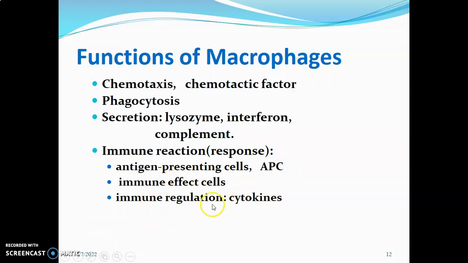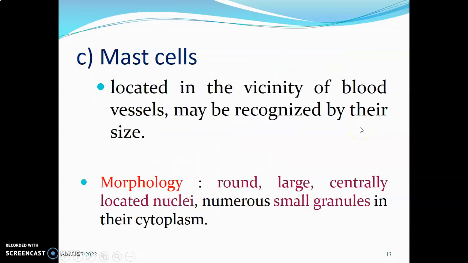And then macrophages also help to regulate the immune system because they produce cytokines. So they produce chemotactic factor. They are chemotactic themselves. They move towards a chemical substance produced such as cytokines. So they produce cytokines also. They cause phagocytosis. They secrete substances that can destroy the microbes such as lysozymes, and then they act as antigen presenting cells. We have mast cells.